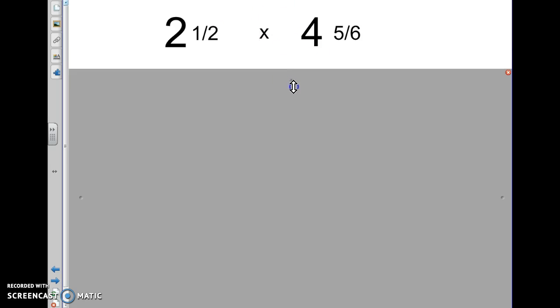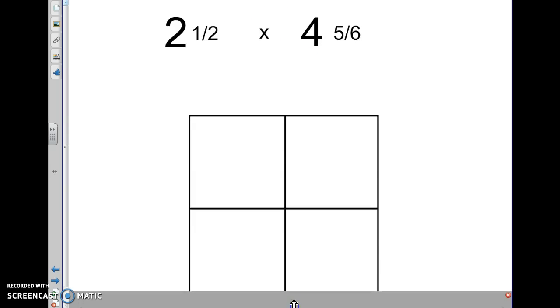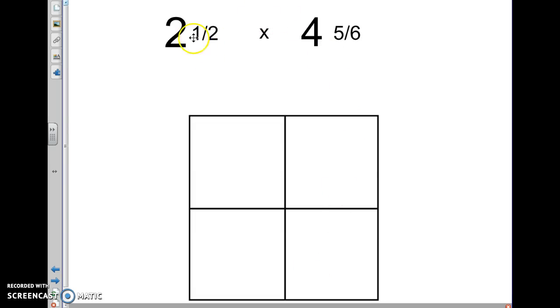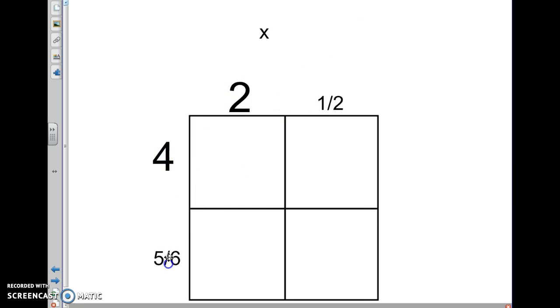So, again, we're going to use the area model, but it looks a slight bit different here, just because I have two mixed numbers instead of a mixed number and a fraction, so it doesn't matter where I put these. But I'm going to break up this 2 1/2 into the whole number part of the mixed number and the fractional part of the mixed number, and then I'm going to multiply it by 4 5/6, again, separating these parts out.